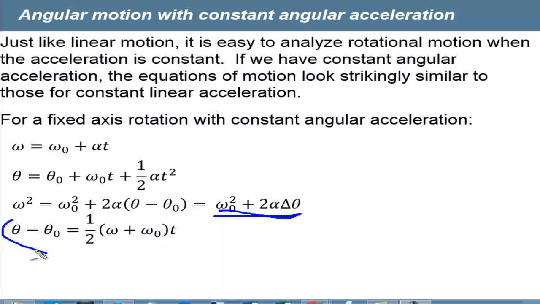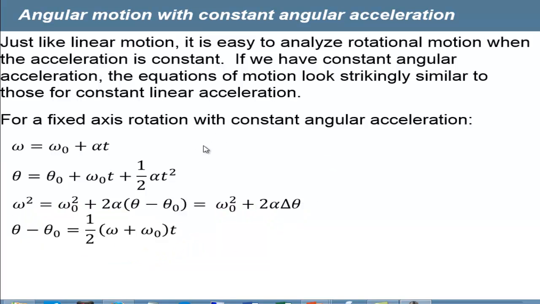And then finally we have delta theta, theta minus theta naught, is equal to 1/2 omega plus omega naught times time. This is simply the same as what we had for delta x being the average velocity times the time. We have the change in angle is equal to the average angular velocity, omega plus omega naught divided by 2, times the time. Same equation we had for linear motion.